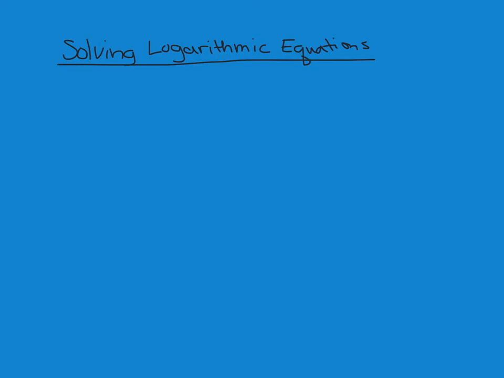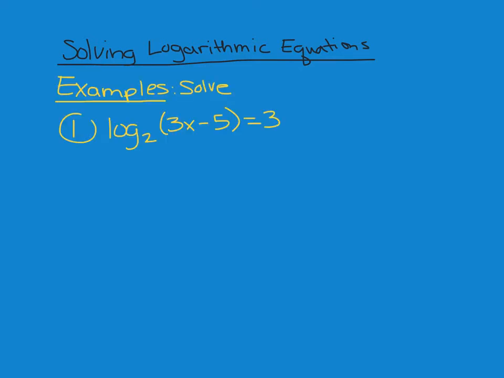So far we've been using what we know about exponents to solve expressions that have logarithms. We're going to now solve equations that have logarithms. And there's going to be two types of equations. In the first type, we have a logarithm equal to a number. So in this one, we have log base 2 of 3x minus 5 equals 3. In order to solve this type of equation, we need to rewrite it in exponential form.